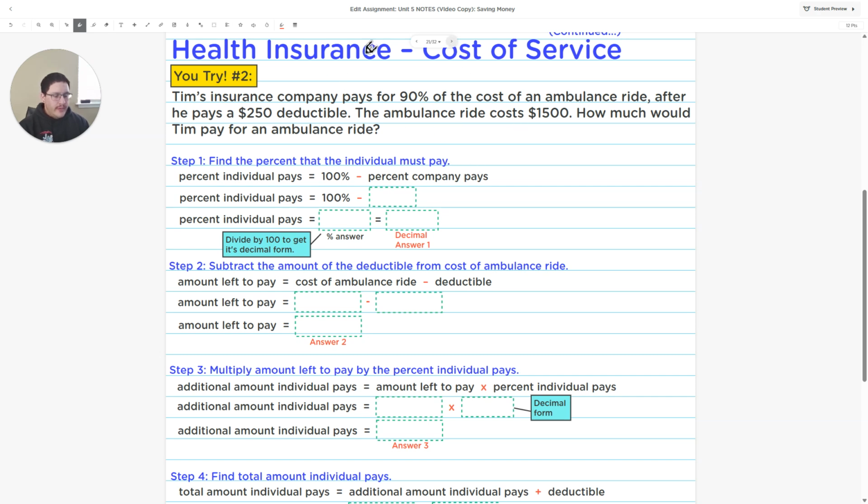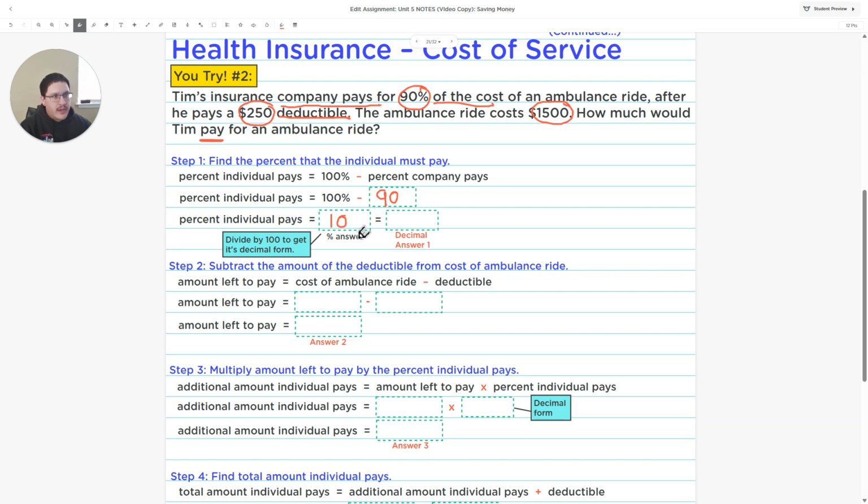Okay, so some important things to note here. The company pays 90% of the cost. Tim will pay a $250 deductible, and then insurance will cover 90% of it. The ambulance ride in total costs $1,500. How much will Tim pay for this ambulance ride? First, step 1, let's figure out what Tim has to pay. If the company will pay 90% of it, well, subtract 90 from 100%. We know Tim will be responsible for 10% of it.